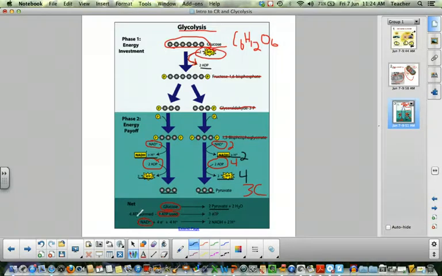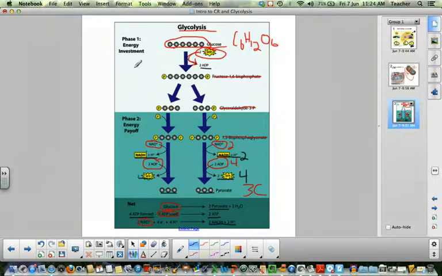Because I made 4 ATP, but I used 2 ATP, we say that there's a net gain of 2 ATP. And then, of course, there's also these 2 NADHs that are produced. So glucose plus 2 NAD plus yields 2 pyruvate, 2 ATP, and 2 NADH. That's my overall for glycolysis.